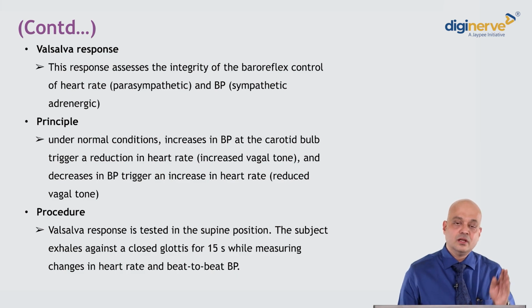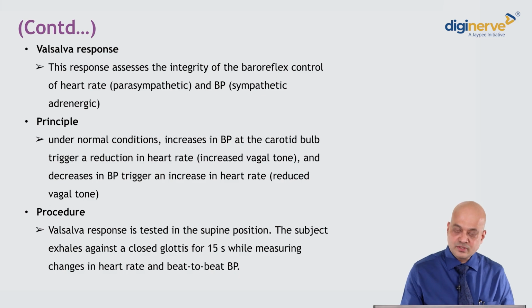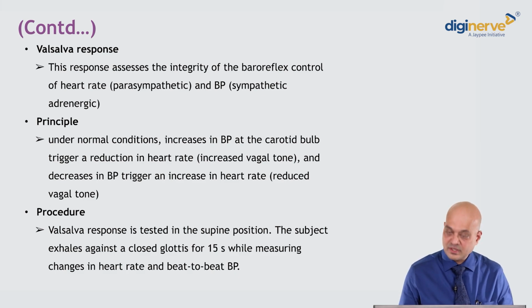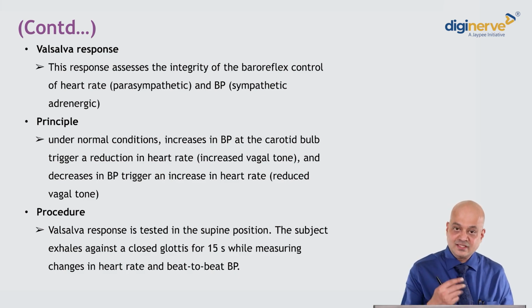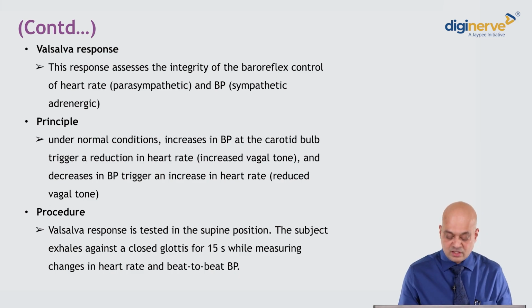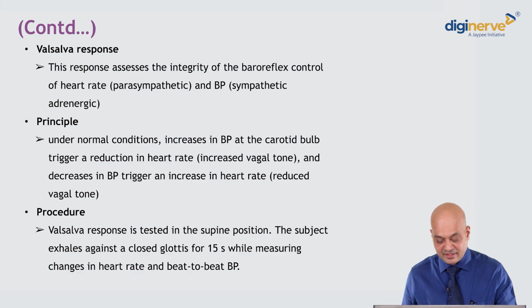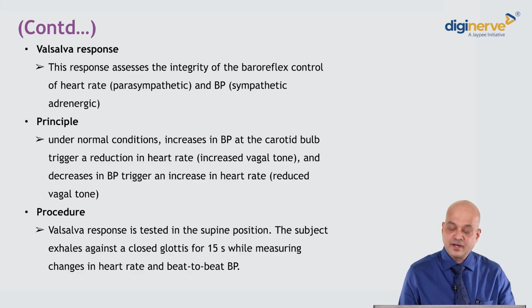What's the principle? In normal circumstances, an increase in blood pressure at the carotid bulb triggers a reduction in the heart rate. So, a rise in the pressure causes a decrease in the heart rate because of increased vagal tone, and a decrease in the pressure can conversely cause a rise in the heart rate, with reduced vagal tone. What's the procedure? A Valsalva is tested in a supine posture. The subject exhales against a closed glottis for 15 seconds while the blood pressure and the heart rate are measured simultaneously. So that's the Valsalva in a pictorial depiction.